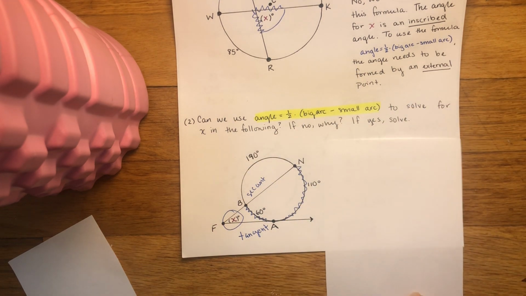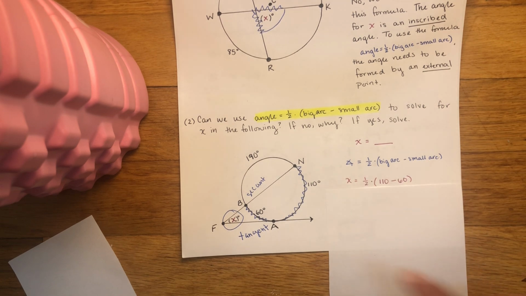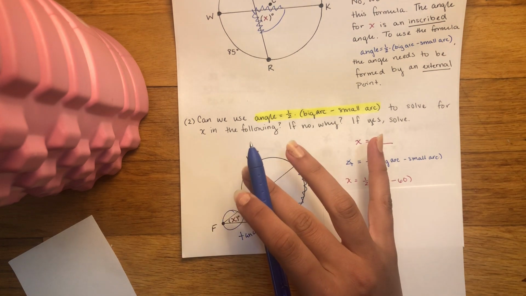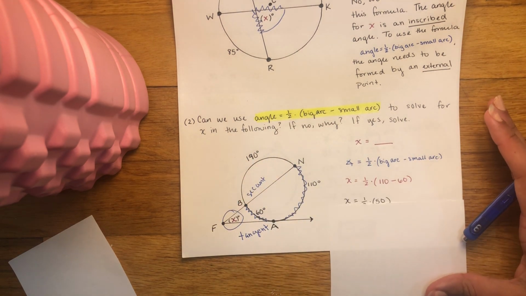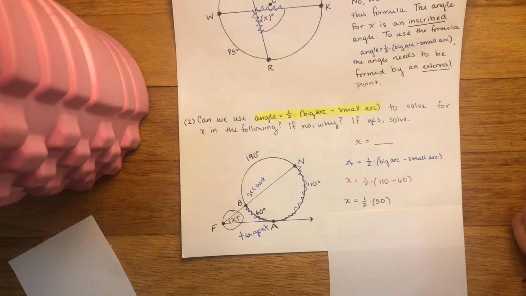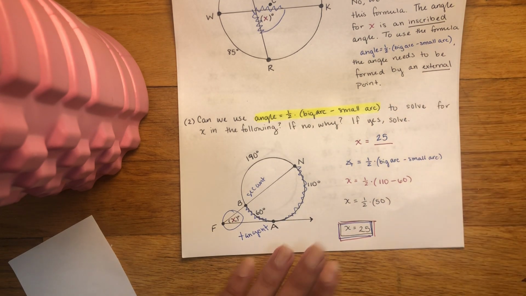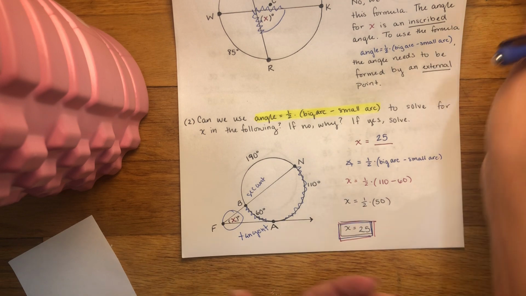All right, so we can use the formula. We're solving for x. We're doing angles equal to half times big arc minus small arc. So x is equal to half times 110 minus 60. That's your bigger arc, that's your smaller arc. And we don't use the 190. This has nothing to do with this angle. It's not an intercepted arc. So we have x equals half times 50, and x equals 25 should be your final answer. All right, we don't have that much more to go, or maybe we do.